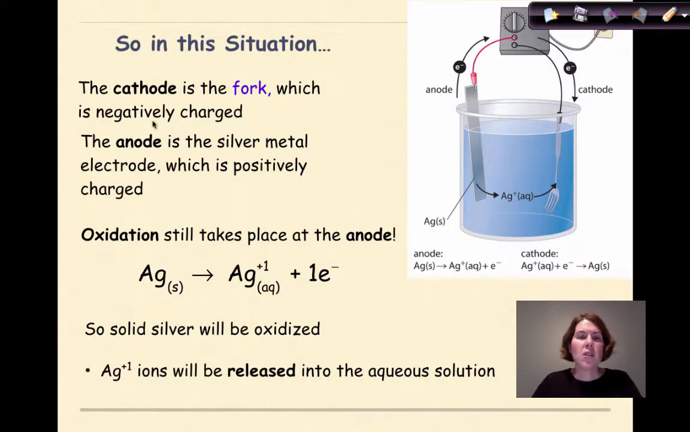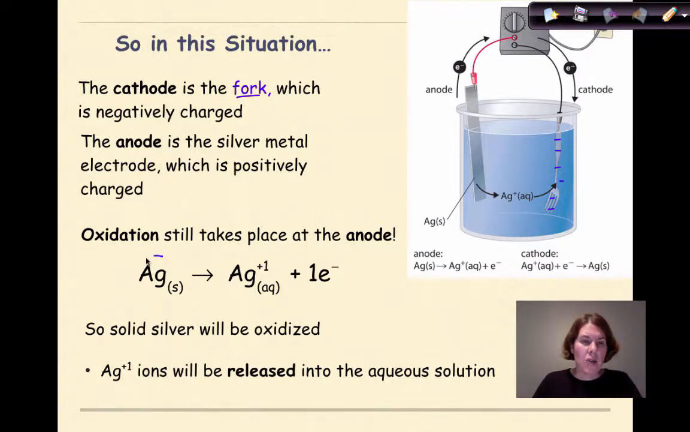So in this situation, like I just said, the cathode is the fork, which will be negatively charged, because we know my battery up here is forcing electrons from the anode into the cathode, and then my cathode is going to have all these little negative charges all over it. Negative, negative, negative. The anode is the silver metal electrode, which is positively charged. Oxidation still takes place at the anode.